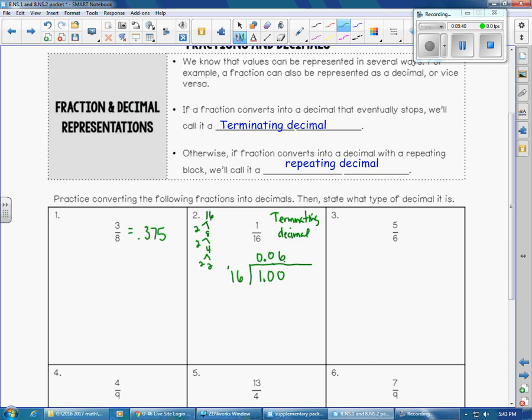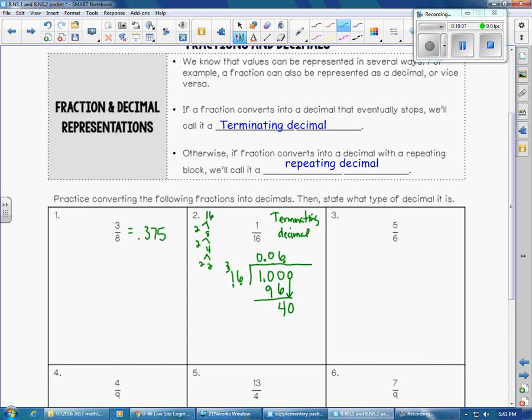So now I take this 6 times 6, that's 36. So I'm going to write my 6 down in the ones column here, carry my 3. 6 times 1 is 6, plus 3 is 9. So 6 times 16 is going to be 96. 100 minus 96 is 4. Add another 0. Bring it down.